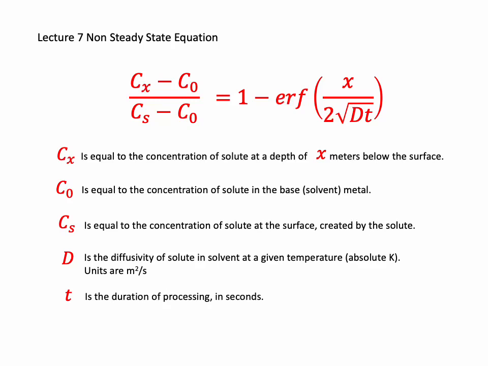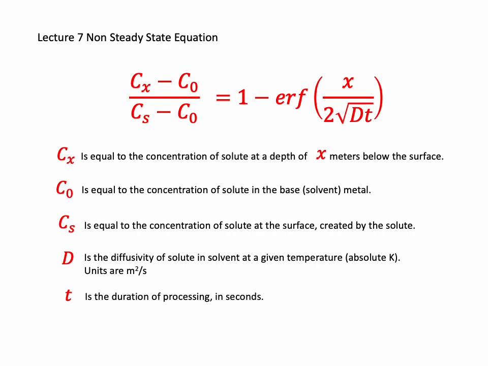Hello. This is the first of two videos on non-steady state diffusion. The equation that we use to solve non-steady state diffusion problems is presented here on the top. (C sub x minus C0) divided by (C sub s minus C0) equals 1 minus the error function of the quantity x over 2 square root of Dt.